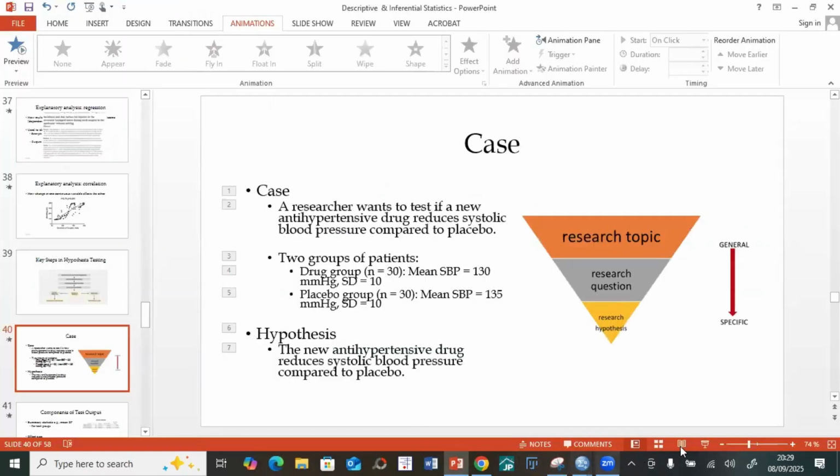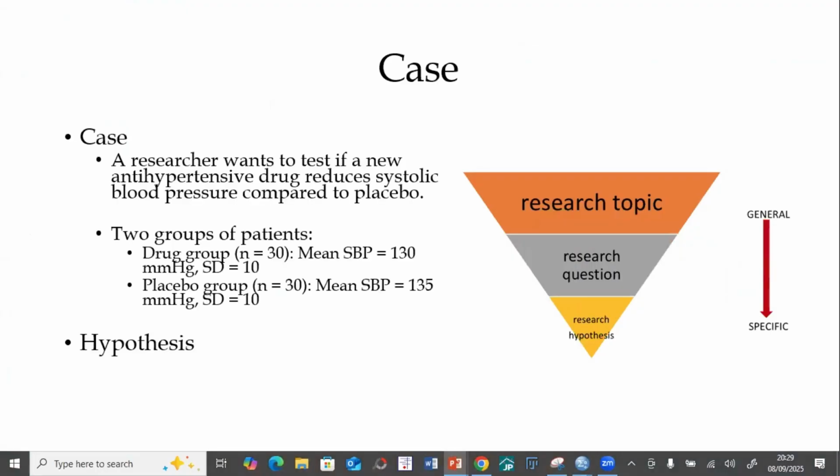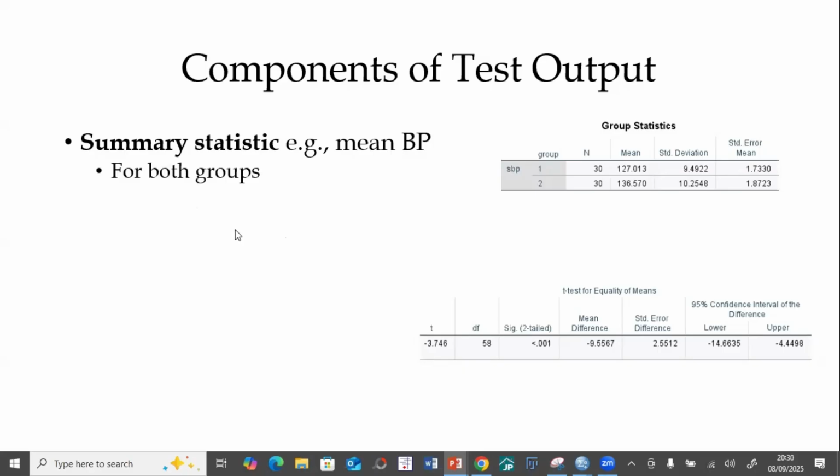So we'll go back to our case. Remember, we started with a research topic, a research question and a hypothesis, we've collected the data, and we have the outputs. I've just copied this output exactly as we got it from SPSS. What are the components of the test output? First is the summary statistics. Here we have measures of central tendency, which is the mean for both groups, and measures of dispersion, which is the standard deviation. So for each group, we have a mean and standard deviation of the systolic blood pressure.